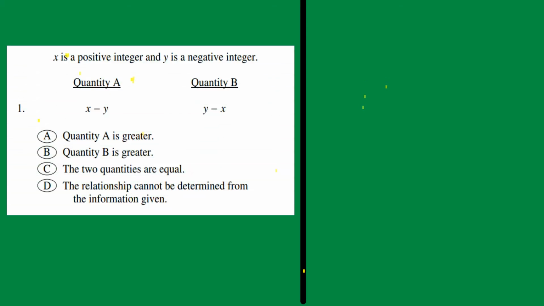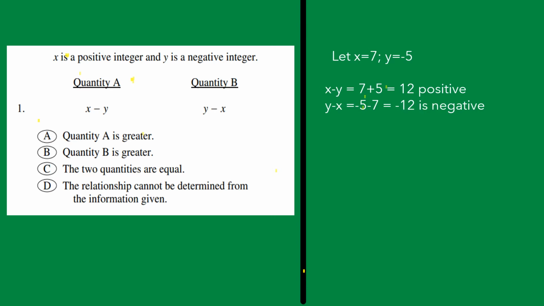The first question is, x is a positive integer, y is a negative integer. We have to find x minus y and y minus x. If x is 7 and y is a negative integer, say -5, my x minus y is 12 and my y minus x is -12.